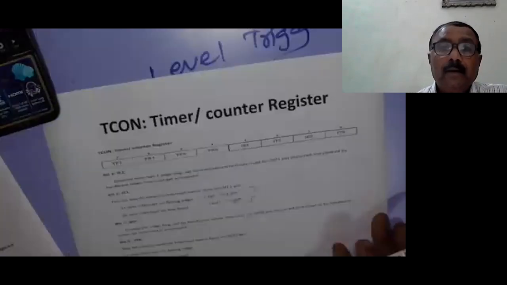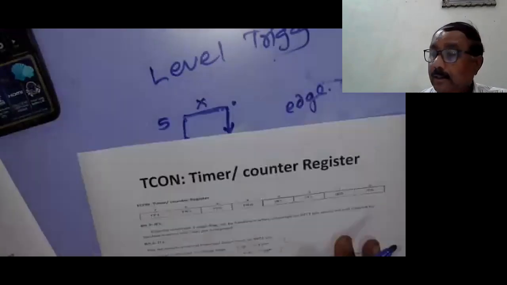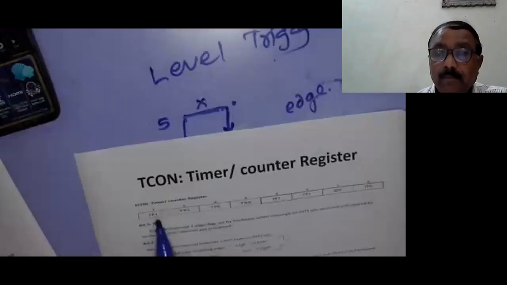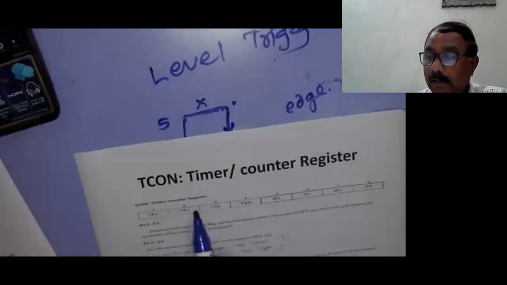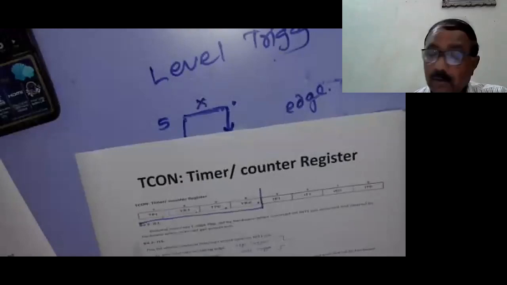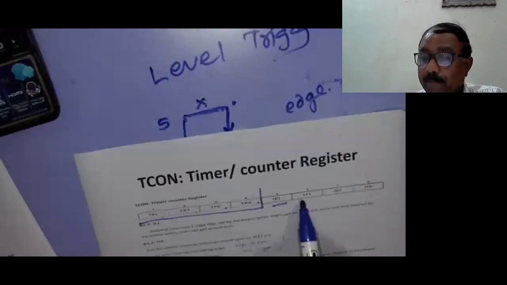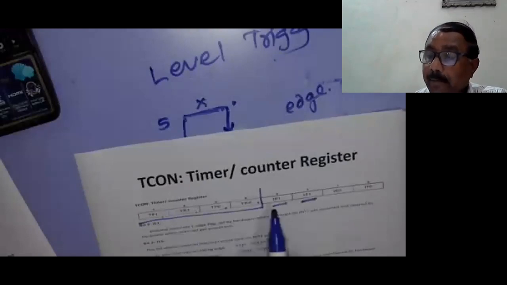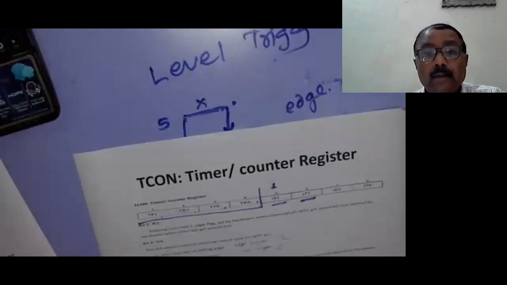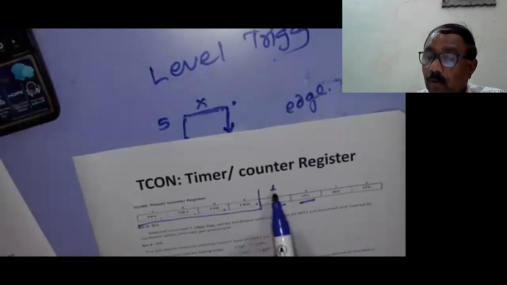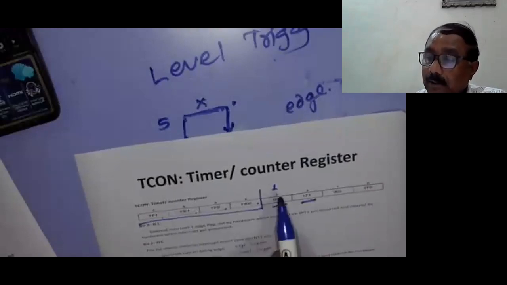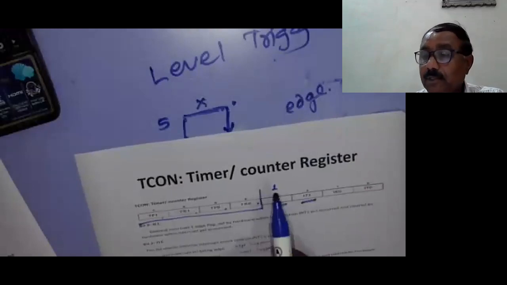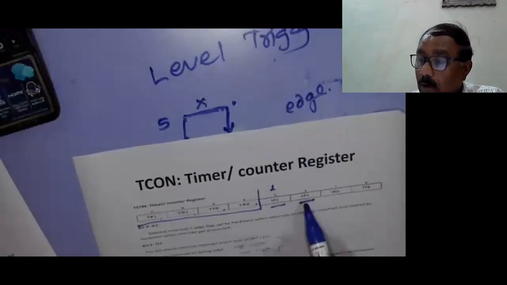Now this is the TCON register. In the TCON register there are bits TF1, TR1, TF0, TR0. These bits are used for timer purposes. Now these are the bits IE1 and IT1. These two bits are used for external interrupt number 1. The IE1 bit becomes 1 as soon as the interrupt occurs, and it becomes 0 when the microcontroller goes to the interrupt service routine.